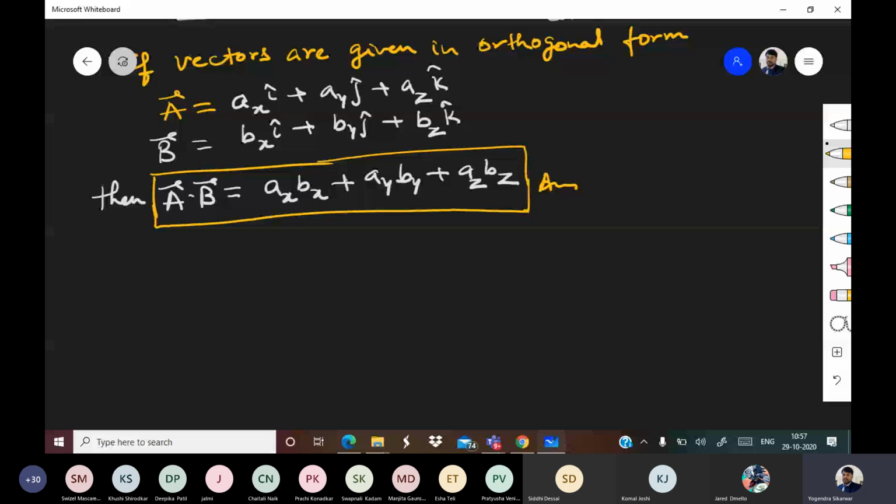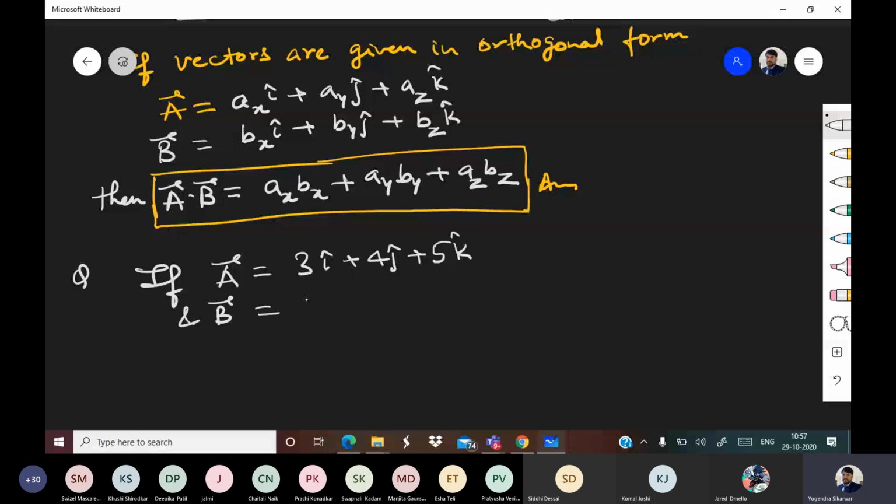Question. If a vector is equal to 3i plus 4j plus 5k and b vector is equal to 5i plus 6j plus 8k, find a dot b. Find a dot b.